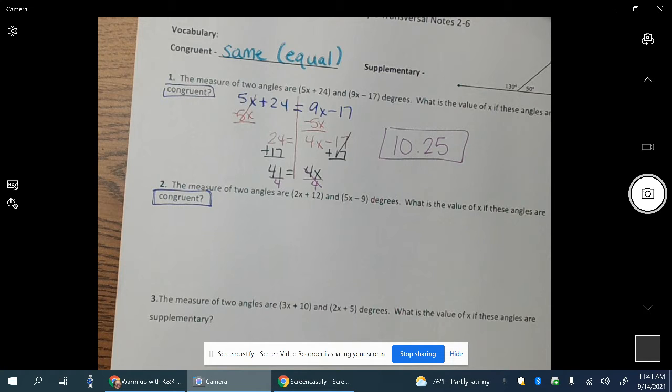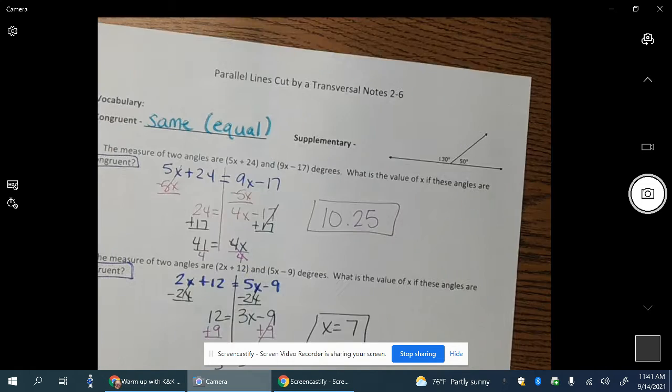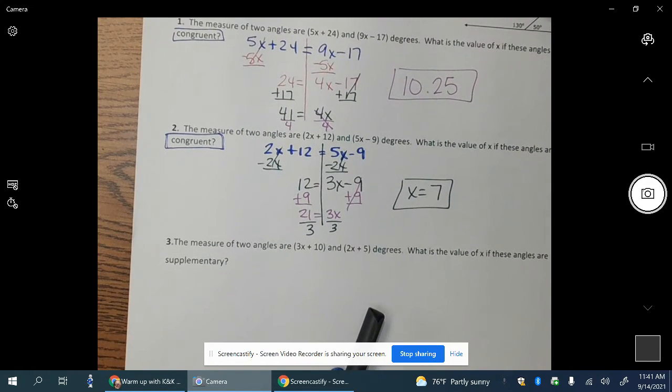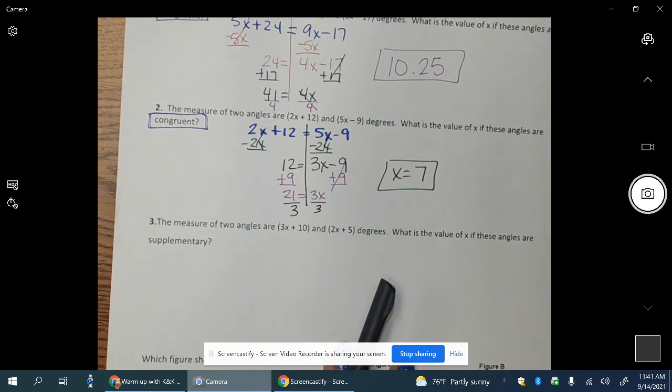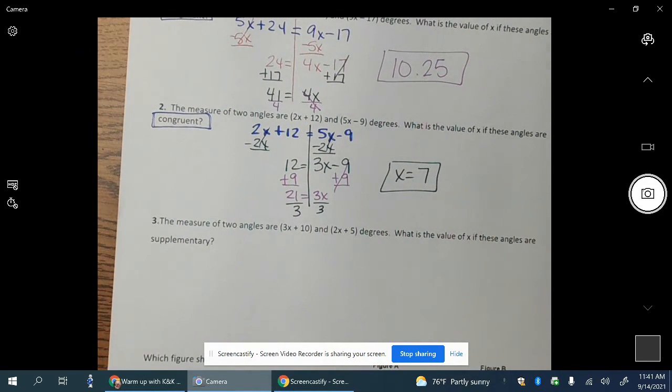Did you get the answer, Luke? What'd you get? 7. Es bueno, senor. Hopefully you also got 7. If you did not, look at my work, compare it to your work, look for your mistake, okay? So when it's congruent, literally all you're doing is setting them equal to each other and solving for x, okay?